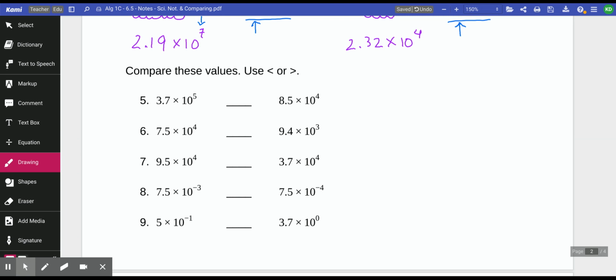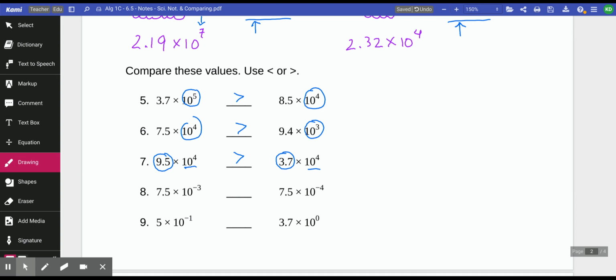And here's just a little bit more comparison. Again, same idea, right? We're going to look at the exponent first. So I don't care about the 3.7 and the 8.5, right? For this one, I'm looking here. 10 to the 5th is always going to be bigger than 10 to the 4th in scientific notation. 10 to the 4th is always going to be bigger than 10 to the 3rd. So now we have 10 to the 4th, 10 to the 4th. Now I have to look at the 9.5 is bigger than 3.7.